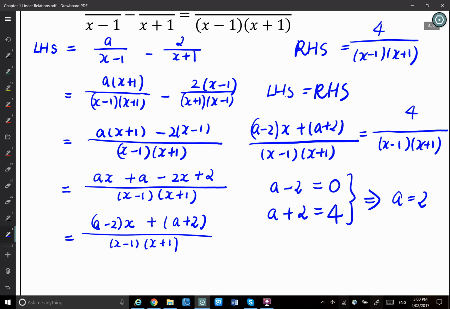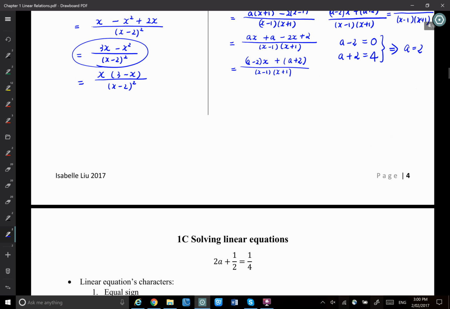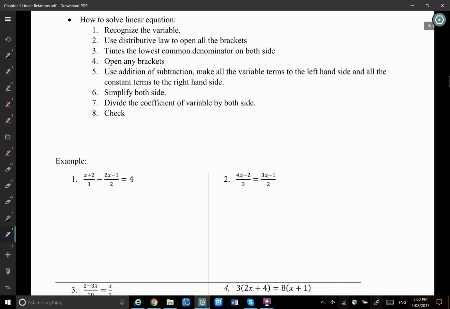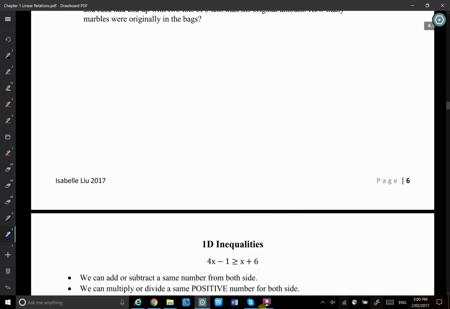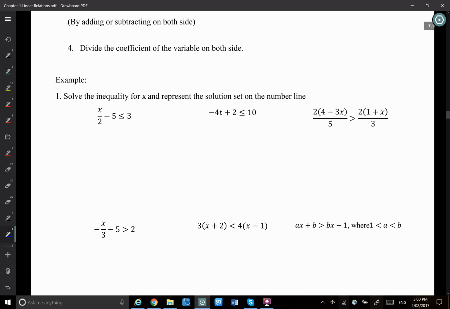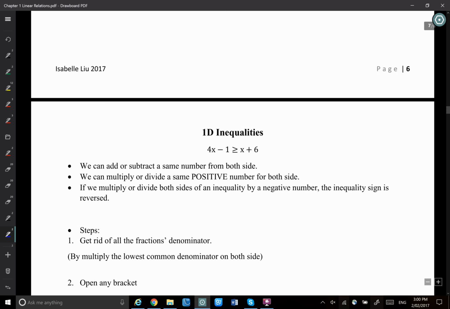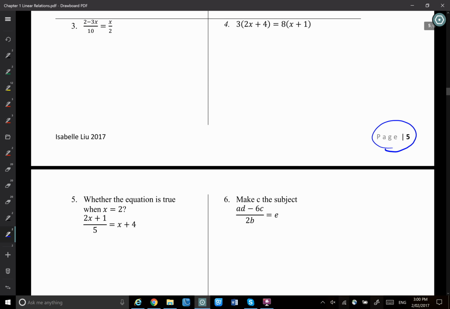Okay. Any questions? No? If you don't have any questions, I want you to do some homework for me. I want you to do 1C, page 5. I want you to do all the things in page 5, and also everything in page 7. Okay, 2 pages. Page 5 and page 7, before next lesson.